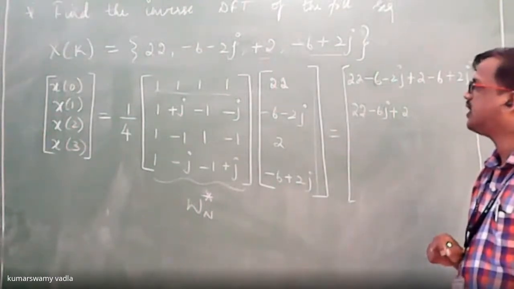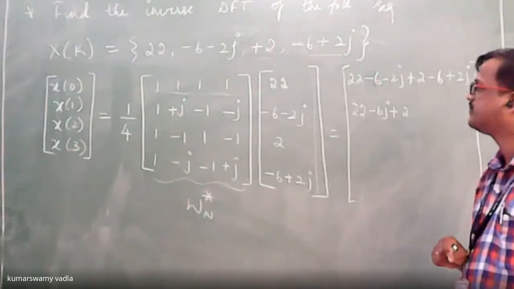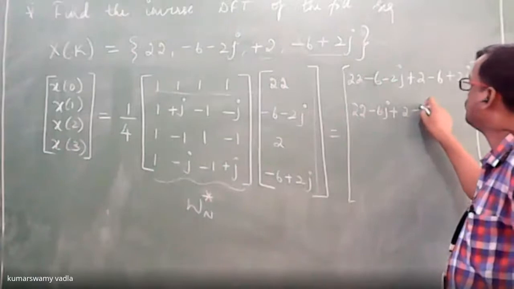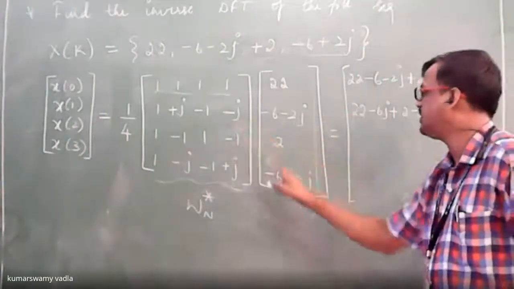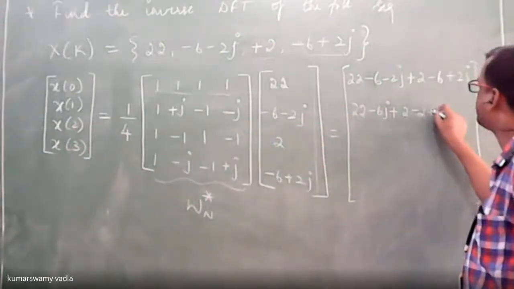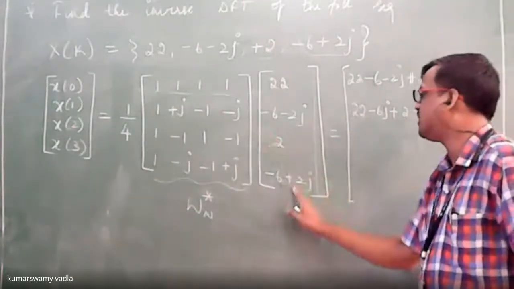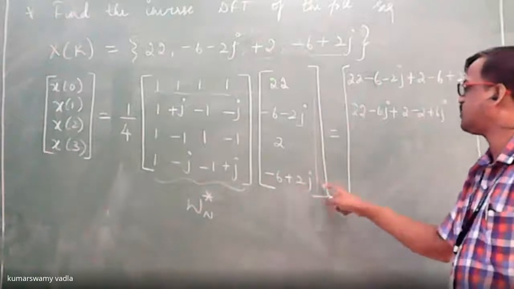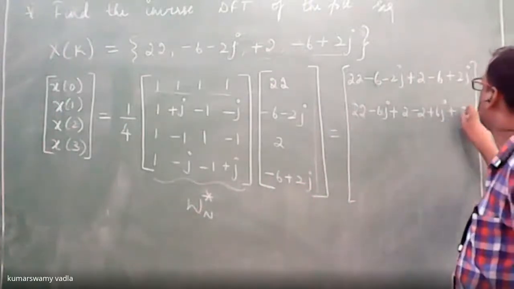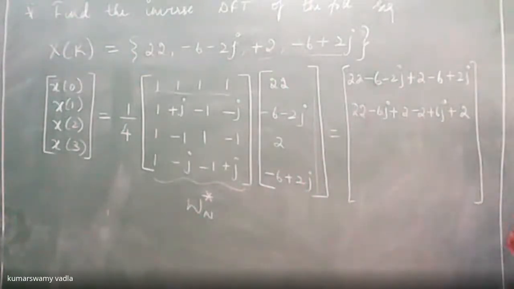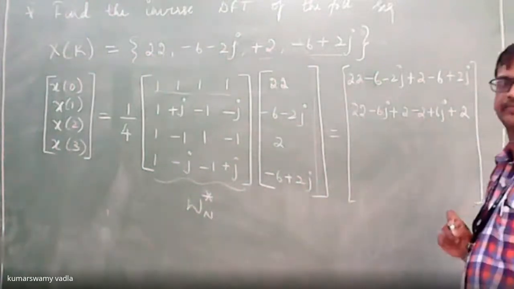Is the point clear, students? Yes, sir. Then minus 2, then here minus j into this plus 6j, plus 6j, you have minus here, minus 2j square will lead to plus 2. Is the point clear?